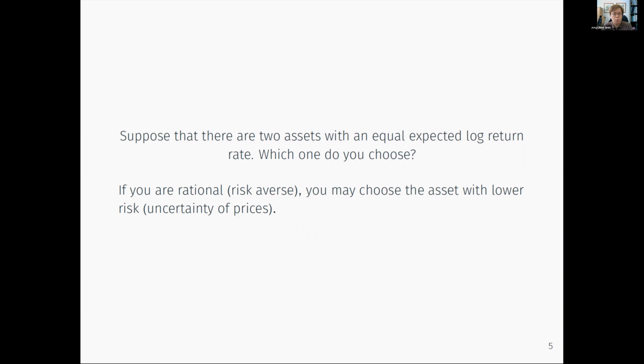Suppose that we have two assets with equal expected log return rate. Which one do you choose? If you are rational and generally risk averse, you may choose the asset with low risk. That means the asset has lower uncertainty with respect to prices. This is partially supported by experiments: a general person chooses the asset with low risk. So under this assumption, we make a better decision with respect to uncertainty.